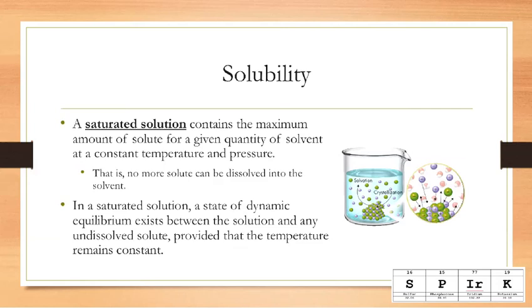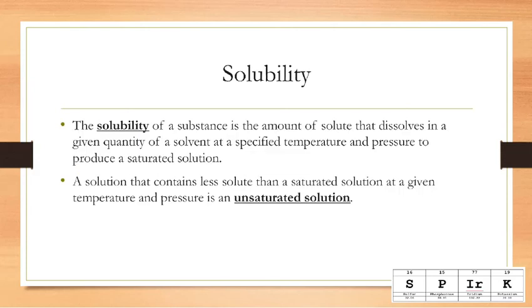So let's talk about solubility. A saturated solution contains the maximum amount of solute for a given quantity of solvent at a constant temperature and pressure. That is, no more solute can be dissolved into the solvent. In a saturated solution, a state of dynamic equilibrium exists between the solution and any undissolved solute, provided that the temperature remains constant. As you can see by the little diagram on the right, the solvation occurs at the surface of the crystal, and those little crystal particles are being broken off from the surface.